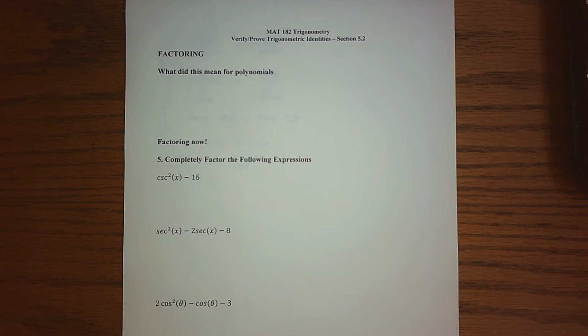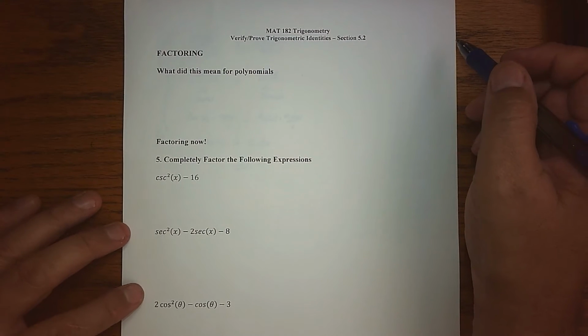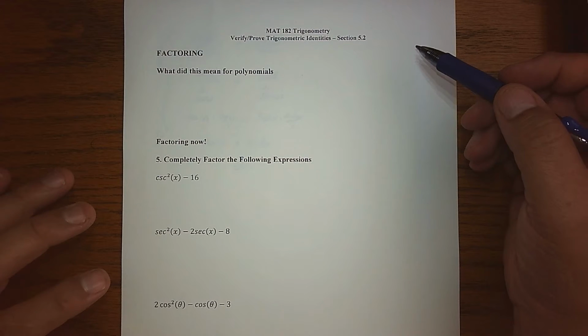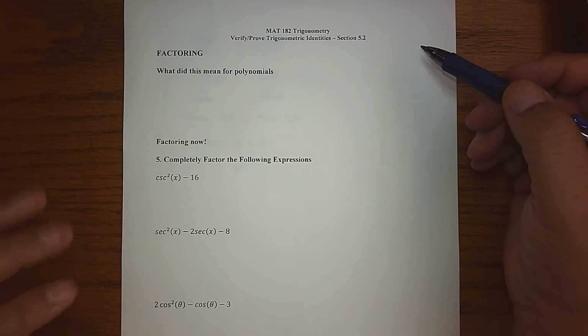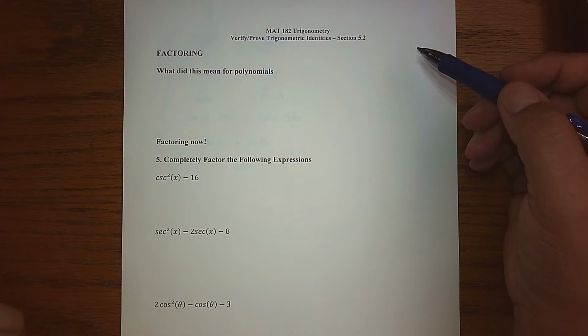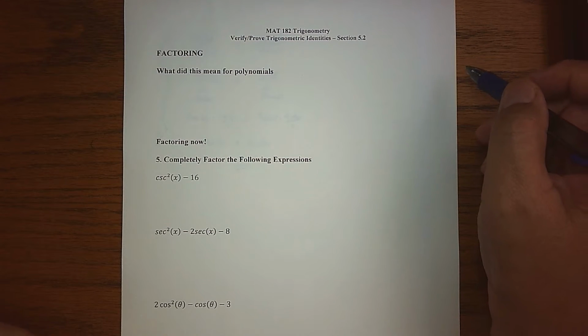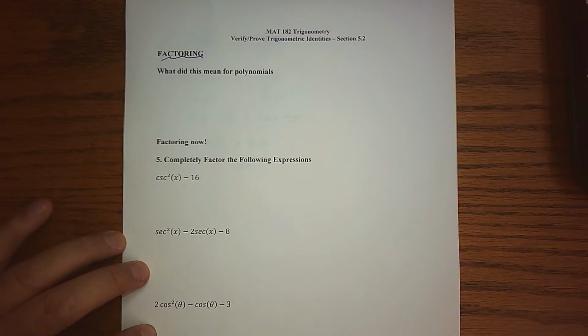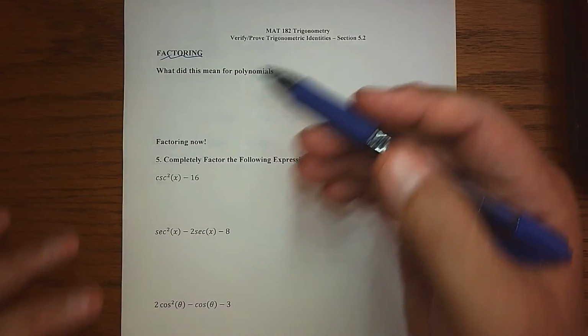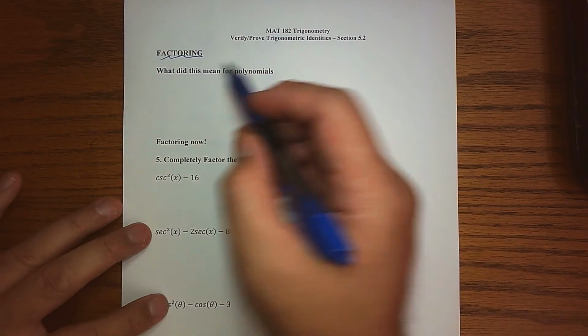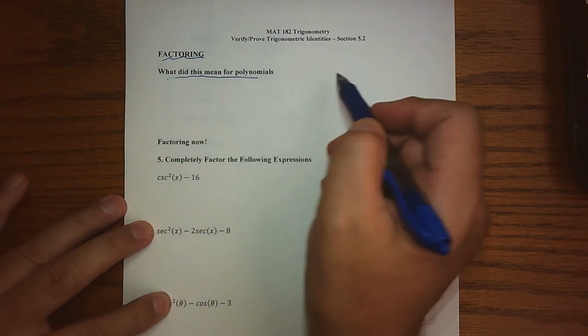And then one last final review of some algebraic ideas that will help us not only verify and prove and simplify identities and expressions, but will help us actually solve equations later on. What we're going to do is review factoring real quick. You've already seen me use it a couple of times. And let's just remember what it meant for a polynomial.